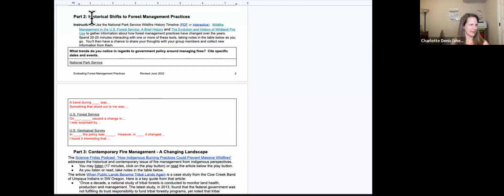Then the second part, actually, I should say, sorry, with the 90 minutes, is this historical shifts part. And this is where we have the timeline that I showed you before. So we have the interactive timeline and then the PDF. There's a PDF version. I figured I would put both of them in there in case the interactive one goes away again. And then these are two documents that I actually print out. One of them is from the Forest Service, wildfire management in the Forest Service, a history, and then this other document called the Evolution and History of Wildland Fire Use.